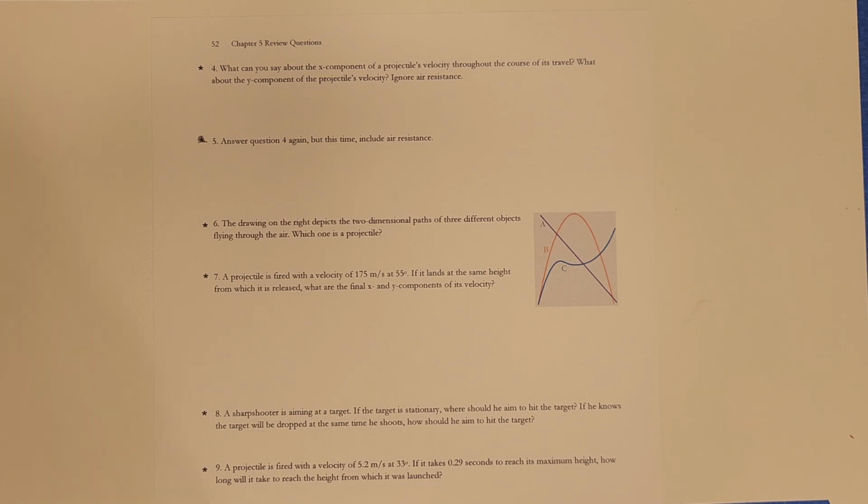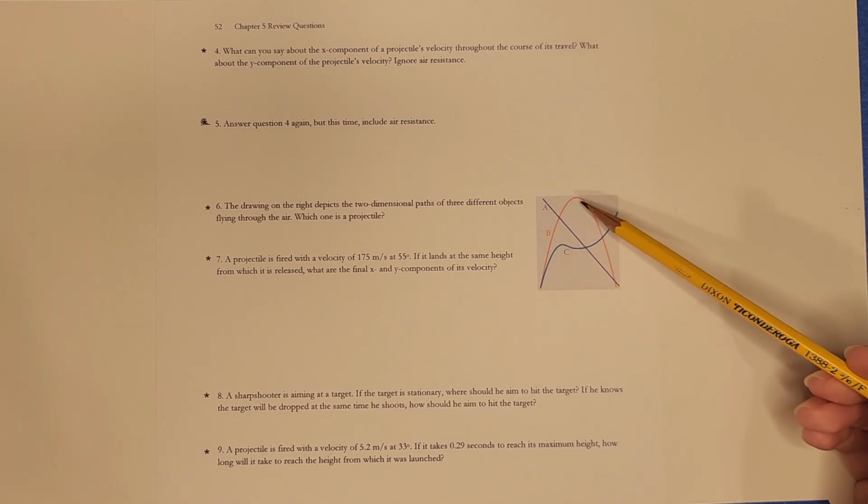Now, question 5 says answer question 4 again, but this time include air resistance. Well, if we account for air resistance, the x component of a projectile's velocity is going to decrease over time, although it will never become negative. The y component may start out as positive, just like before, but it will decrease, continue to 0, and become more negative, just as before. However, both velocities will be smaller than they would be without air resistance.